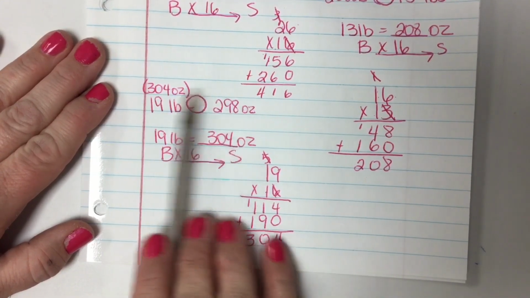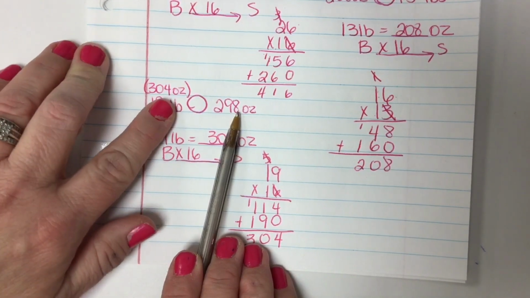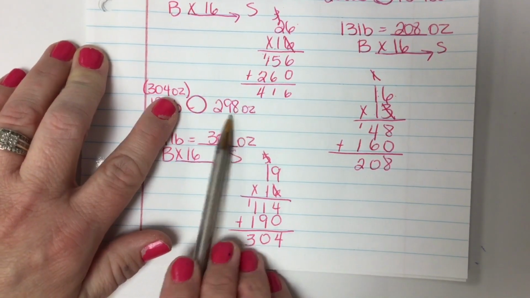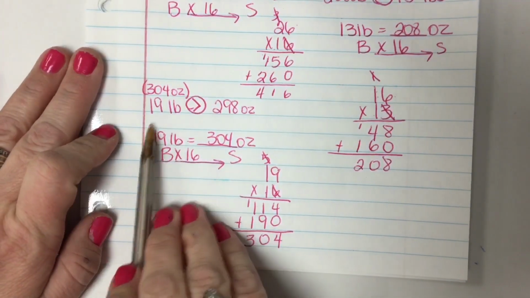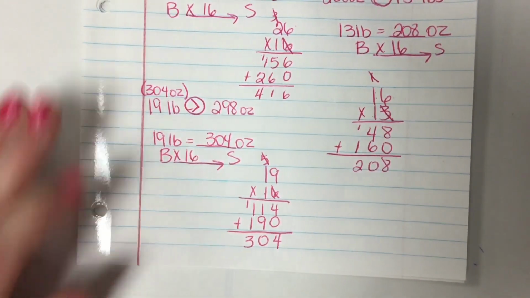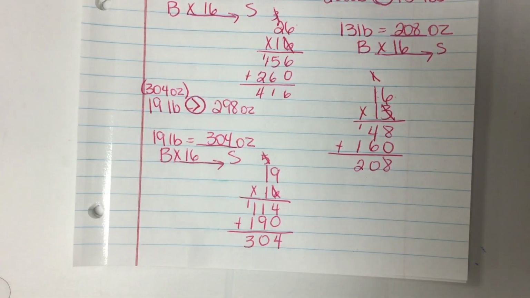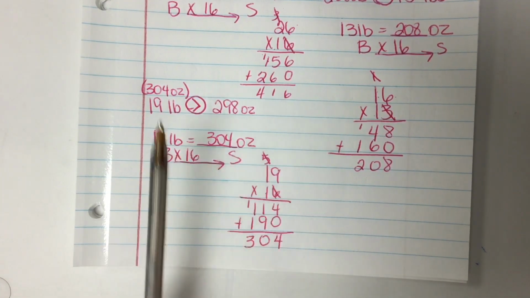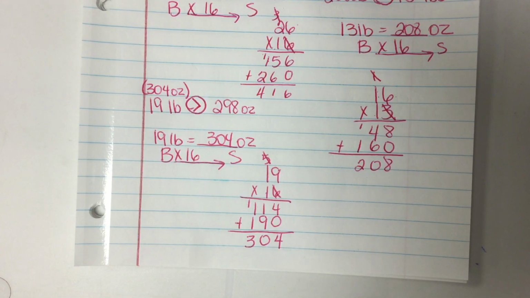So we have to look. Greater than, less than, or equal to. 19 pounds is 304 ounces. So 304 is bigger than 298. So 19 pounds is greater than 298 ounces. Okay, so you can't just go by whatever the bigger number is, because a lot of times that's not going to be true. It's going to be the smaller number with the bigger measurement sometimes. Okay, it just depends. Sometimes it's going to be equal.